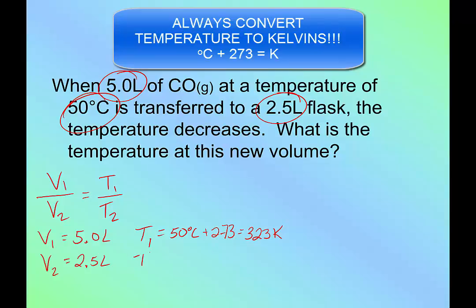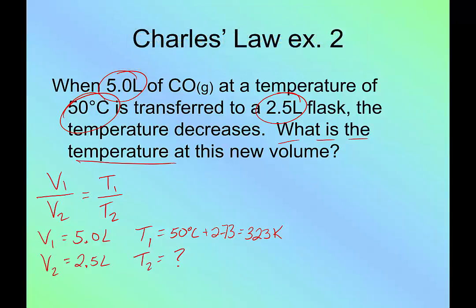Okay, and then my T2 is what I'm solving for. How do I know? It says, what is the temperature? So that's what I'm solving for. So now I just plug my numbers in. Okay, so my V1 is 5. My V2 is 2.5. My T1 is 323. And my T2 is what I'm solving for.